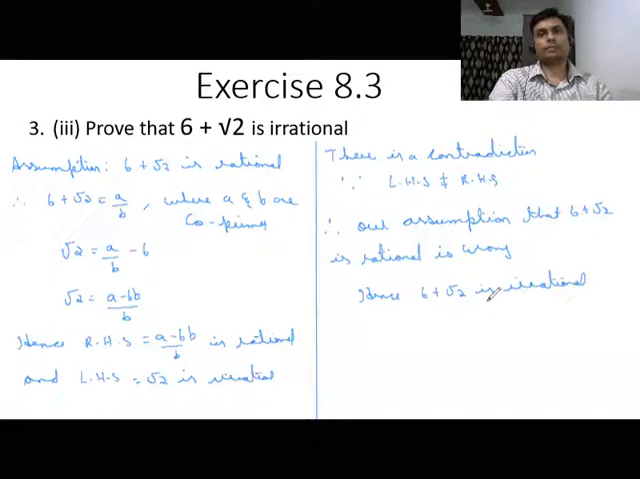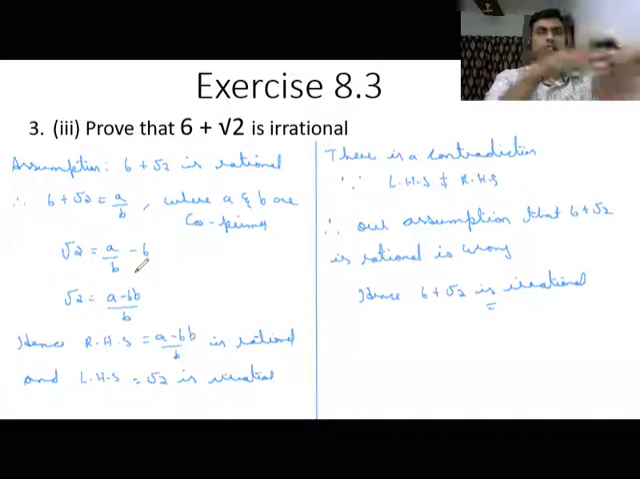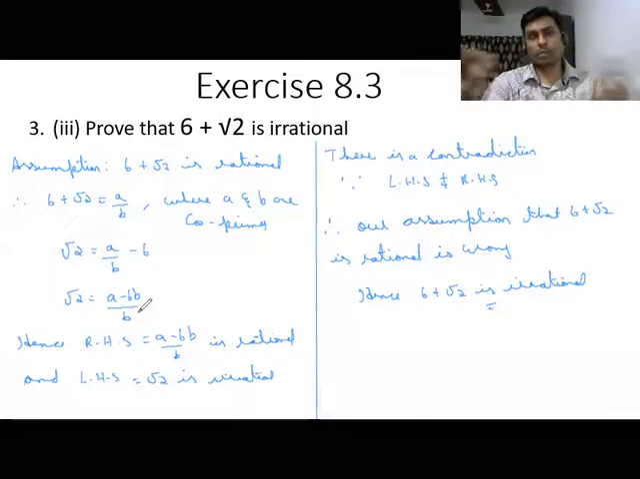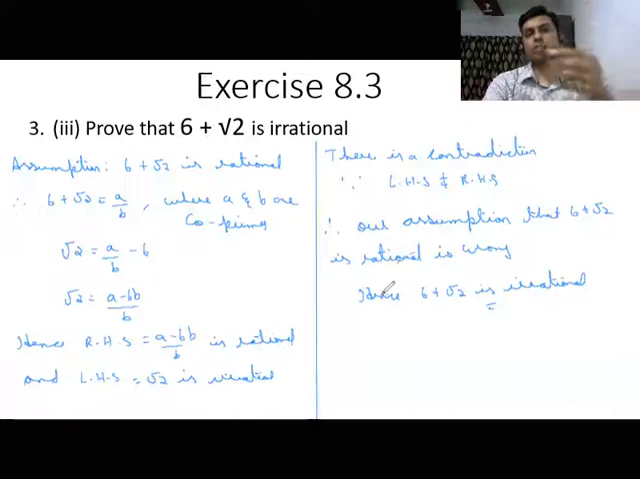It is irrational. So first we assume 6 plus root 2 is rational. If it is rational, 6 plus root 2 is equal to a by b, where a and b are coprimes. Bring 6 on the other side, you will get root 2 is equal to a minus 6b by b. Now we see right hand side is rational, left hand side is irrational. Not possible, there's a contradiction. Why did that contradiction come? Because we made an assumption. So that assumption is wrong. 6 plus root 2 is rational is wrong. And 6 plus root 2 is irrational.